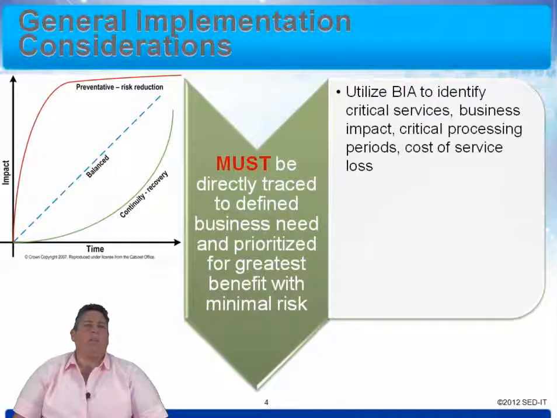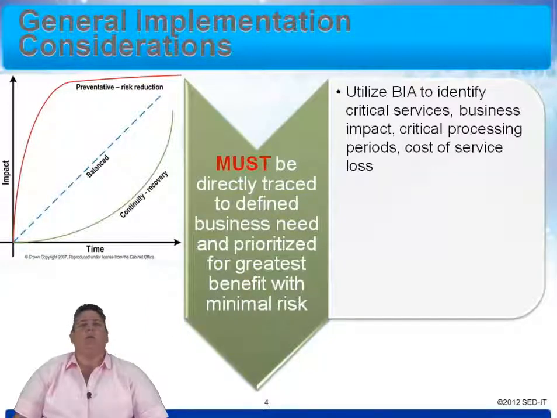So when you start thinking about just implementing anything within an IT organization, I think the greatest policy or rule is stated in that green arrow. Anything that you do must be directly traced to defined business need and prioritized for the greatest benefit with minimal risk. Seems like common sense, but sometimes our environment doesn't always let us follow that common sense.